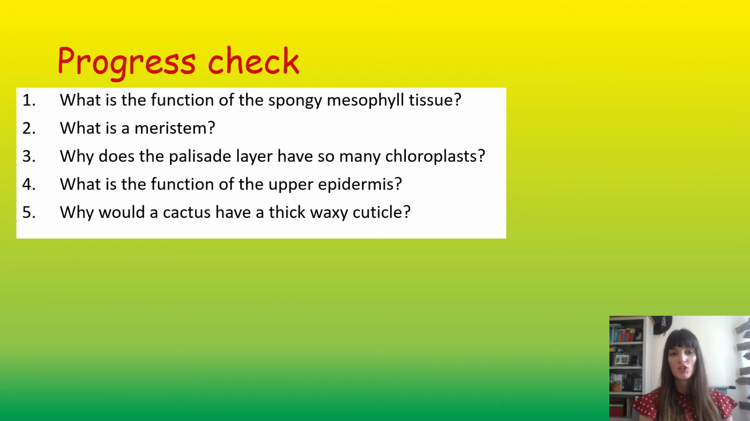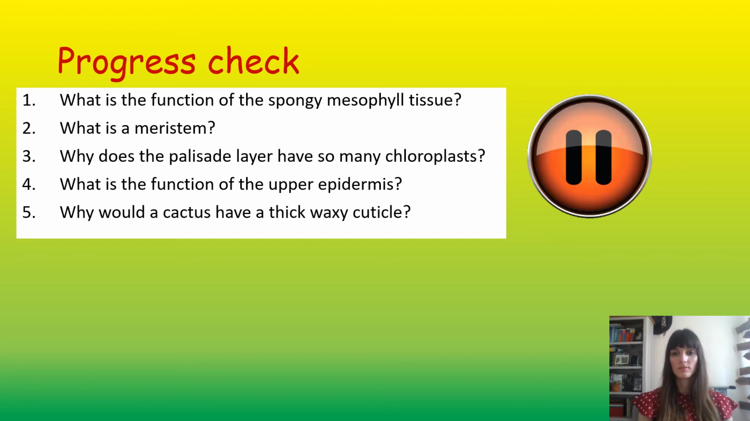So we're going to do a progress check here. For number 1, what is the function of the spongy mesophyll tissue? 2, what is a meristem, which if that makes no sense to you, go back and watch the video on stem cells. Number 3, why does the palisade layer have so many chloroplasts? Number 4, what is the function of the upper epidermis? And number 5, why would a cactus have a thick, waxy cuticle?